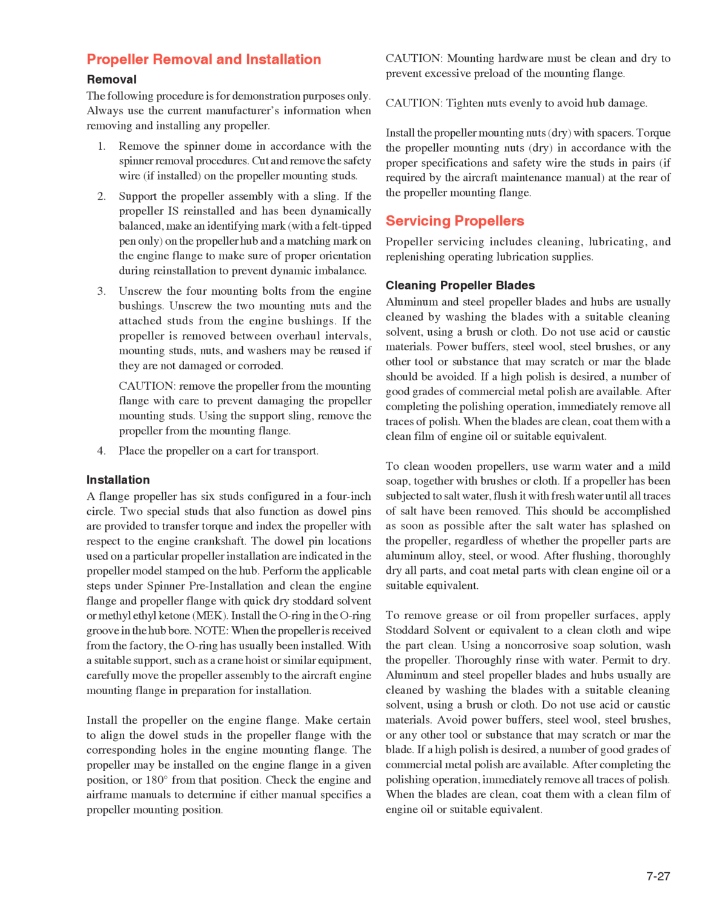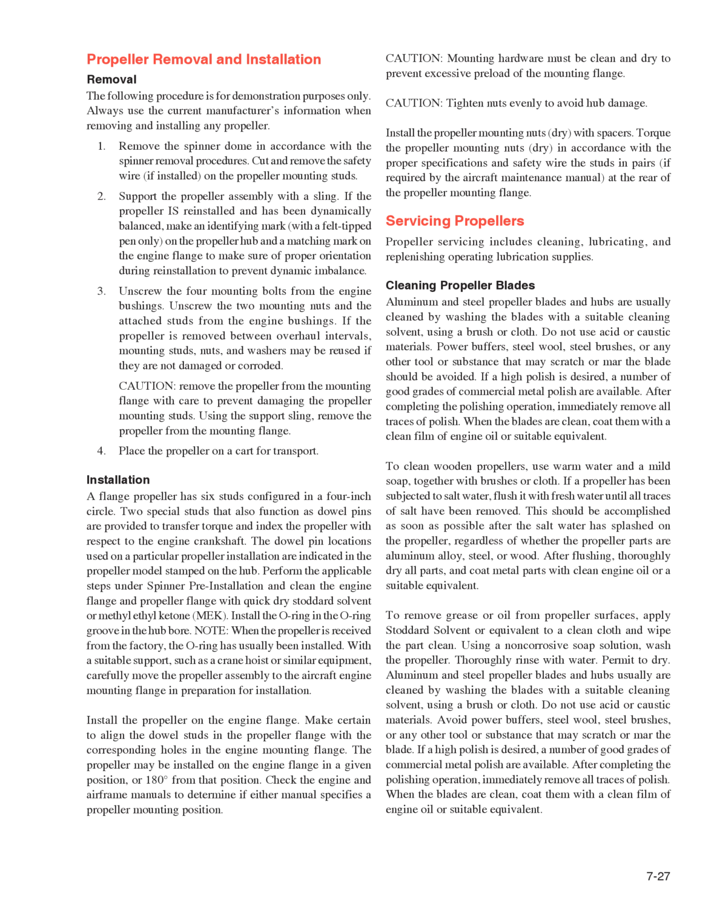Make certain to align the dowel studs in the propeller flange with the corresponding holes in the engine mounting flange. The propeller may be installed on the engine flange in a given position, or 180 degrees from that position. Check the engine and airframe manuals to determine if either manual specifies a propeller mounting position. Caution: mounting hardware must be clean and dry to prevent excessive preload of the mounting flange. Caution: tighten nuts evenly to avoid hub damage.